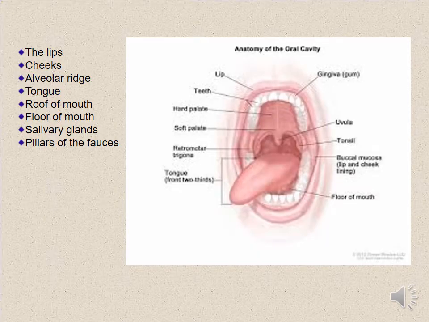The oral cavity, or the mouth, is divided into many regions. We start from outside to inside. From the lip is the anterior region. At the side of the lip we have the cheek, and going inside the upper ridge, and we have the tongue, roof of mouth, floor of mouth, and we have the salivary gland, and we end in the posterior region. The pillar of the fauces is the entrance to the pharynx.